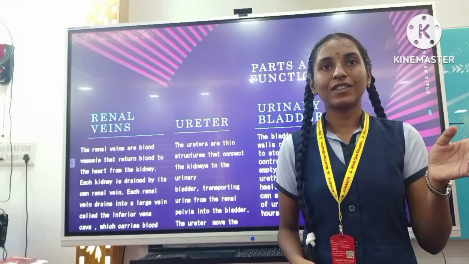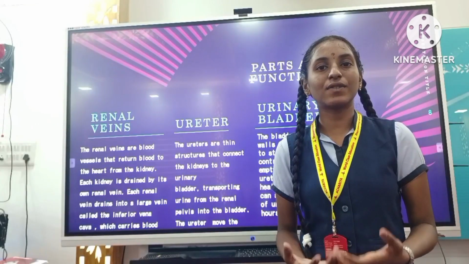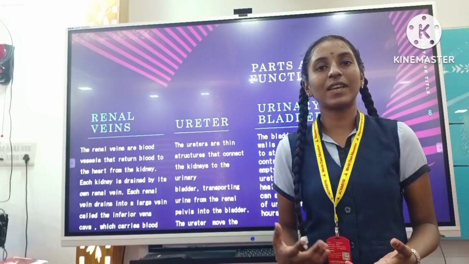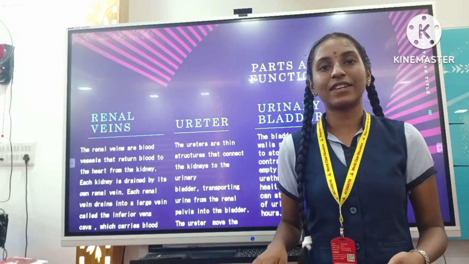Urine from the kidney passes through the ureter and gets stored in the urinary bladder. The urinary bladder stores about 500 to 700 ml of urine. And the urethra is a pipe-like structure through which urine is excreted from our body.